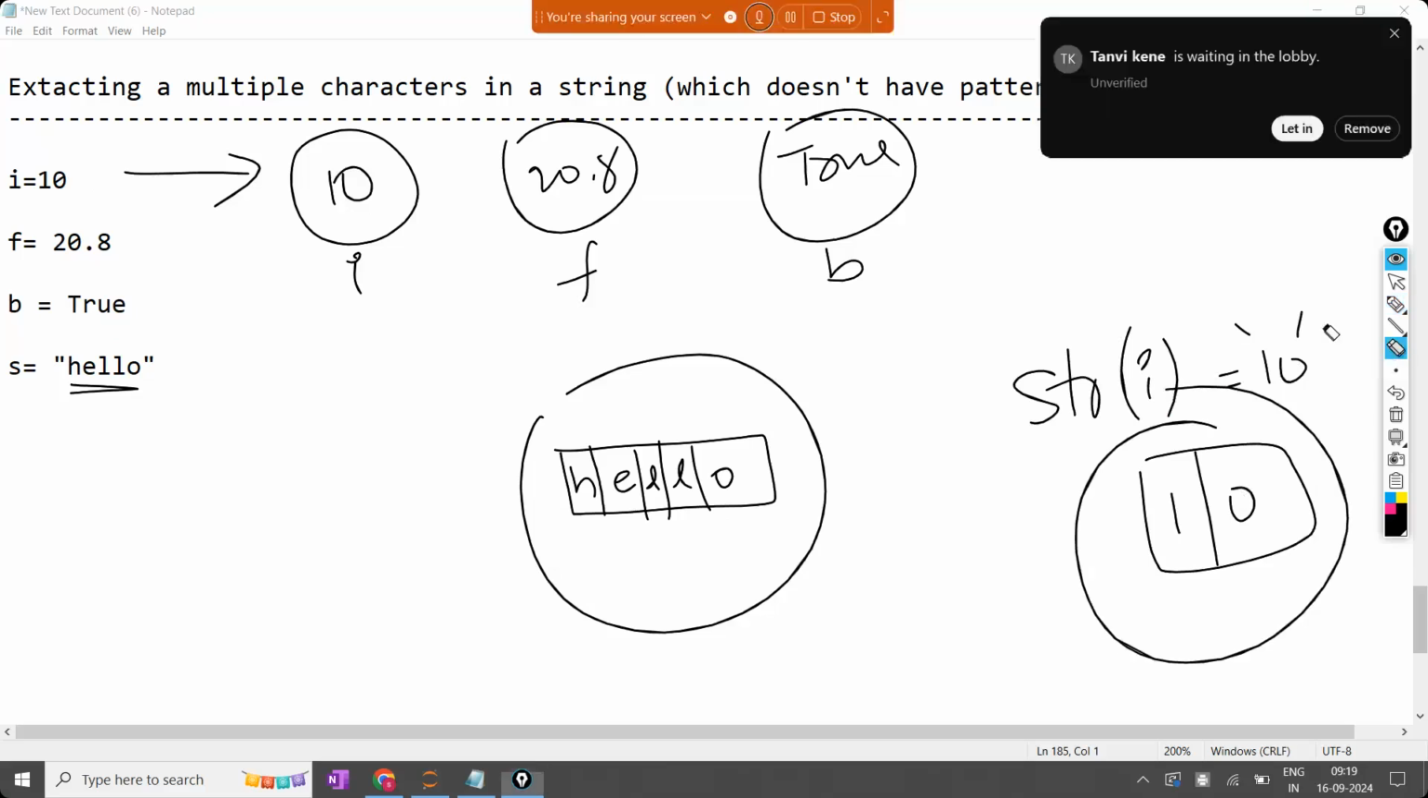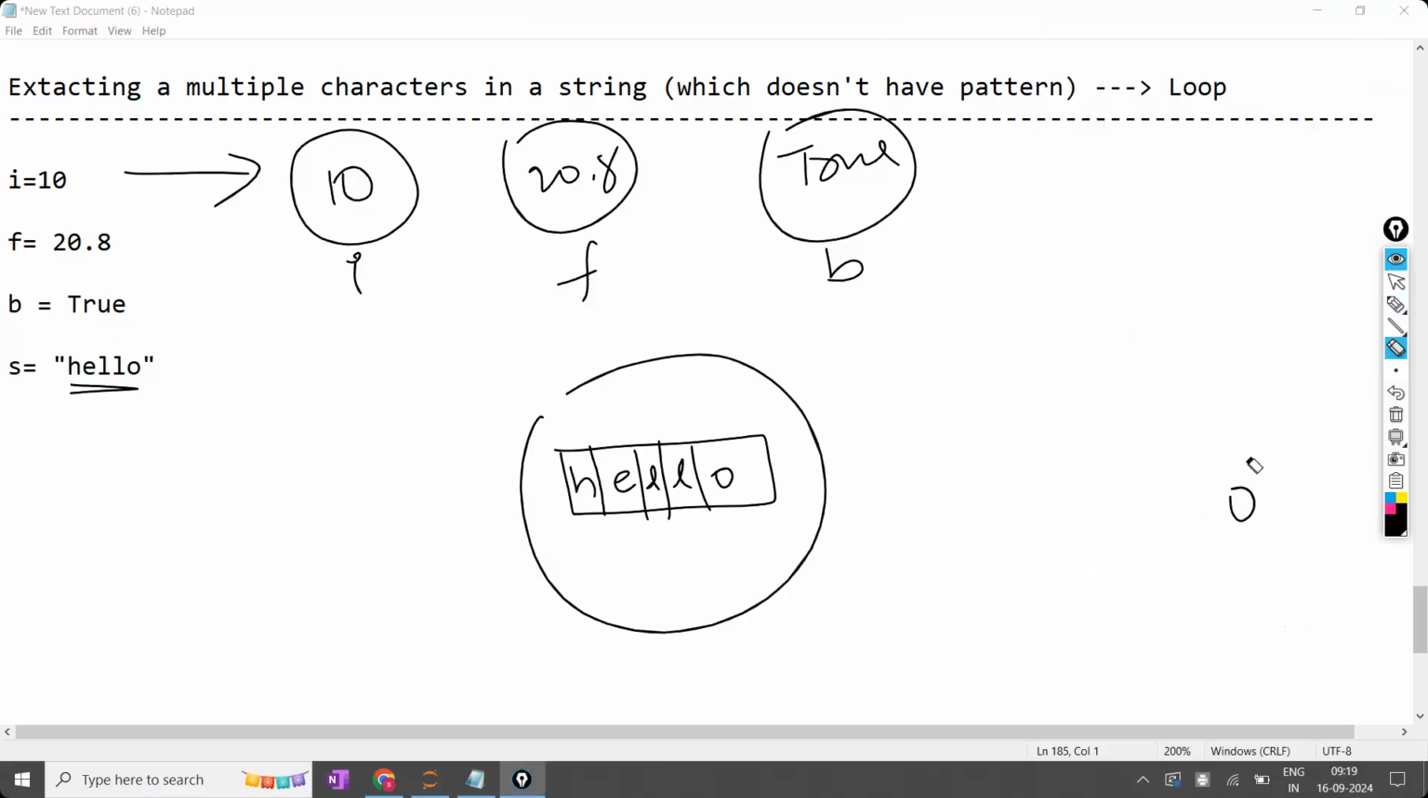So if you want the float value or the boolean value in the boxes, first it has to be converted to a string. Only the string object will be stored in boxes like this. Guys, this is for example purposes; exactly boxes are not in the back end, it won't draw the diagram. I'm saying it to understand in a simple way.